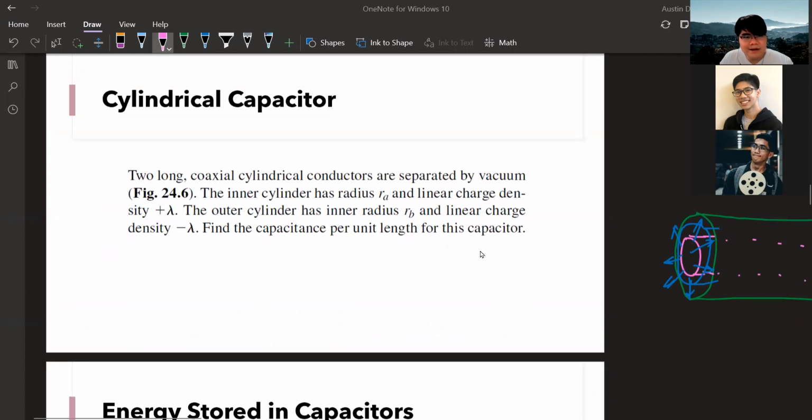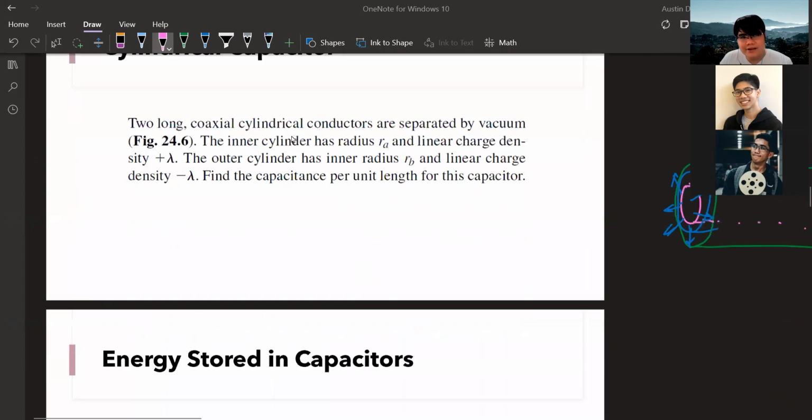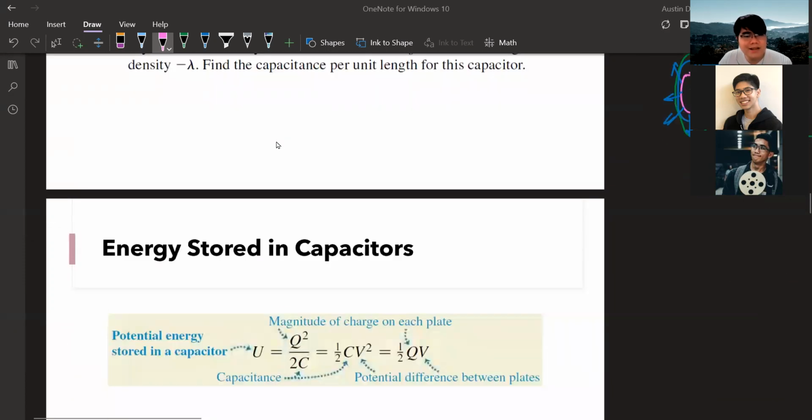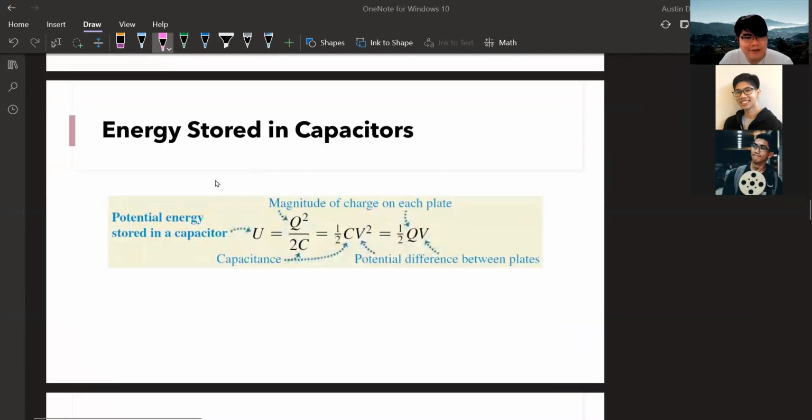Okay? And then, sabi ko nga, si capacitor, nag-i-store siya ng energy. So, we need to calculate that energy. And that energy is given by this. Okay? So, the potential energy in a capacitor is U. So, energy pa rin to, so joules yung units niya. So, it can be represented by these three expressions.